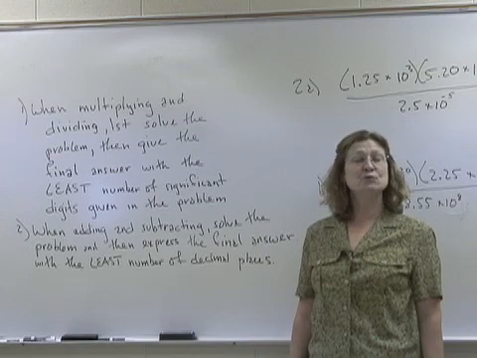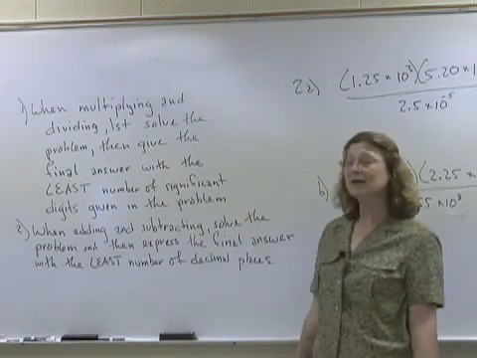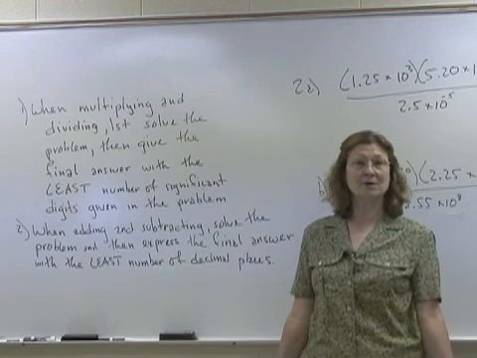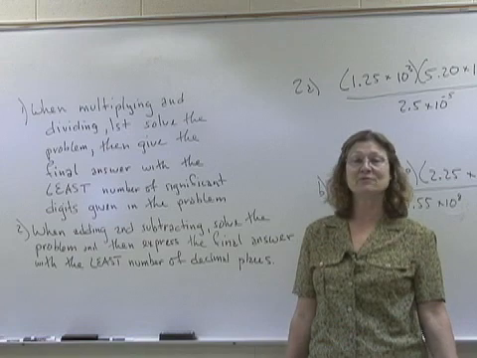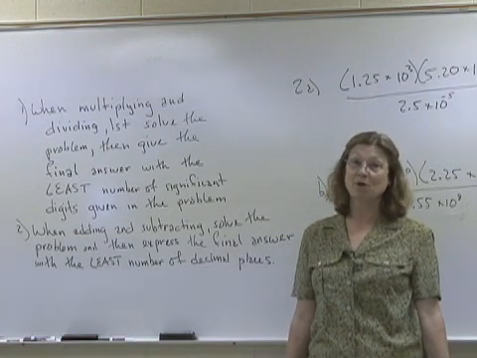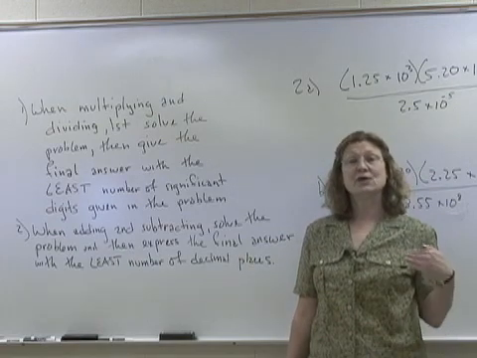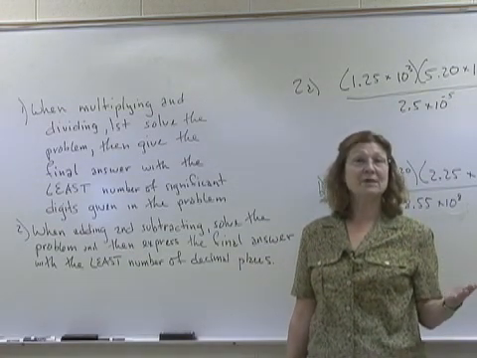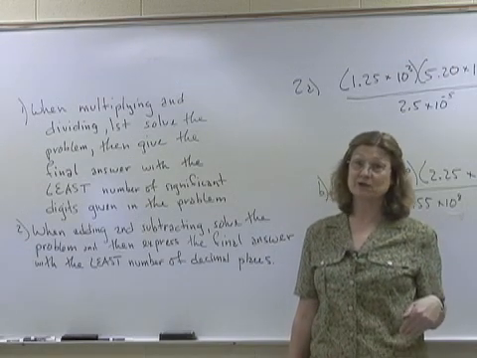There are 2 rules you need to be aware of. The first is that when you're multiplying and dividing, you must first solve the problem, and then the final answer will be expressed to the least number of significant digits as given in the problem. So you solve it as you would normally, and then you look back at the original problem and count what are the least number of significant digits, and that's how you express your answer.